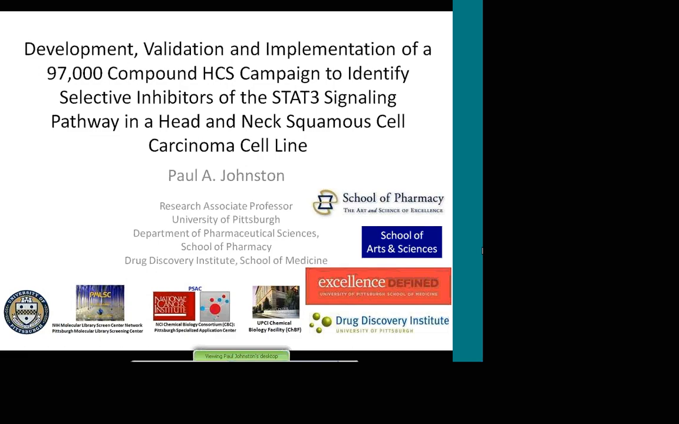I'm going to be talking about a 97,000 compound high-content screening campaign, where our goal was to identify selective inhibitors of the STAT3 signaling pathway in a head and neck squamous cell carcinoma cell line.